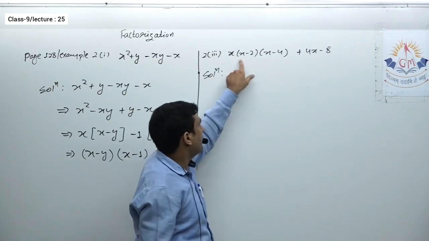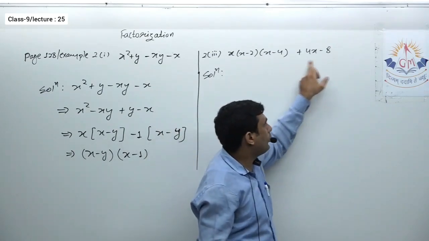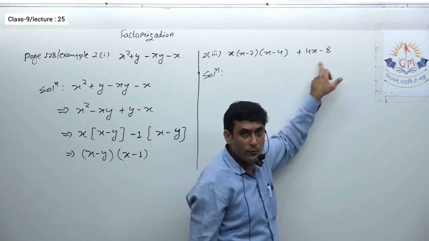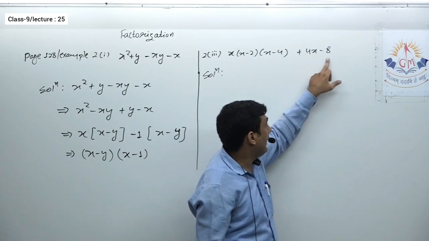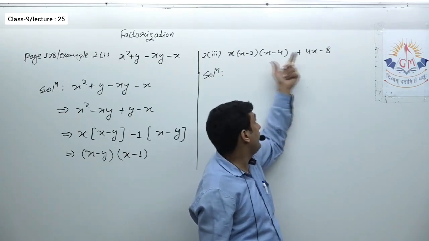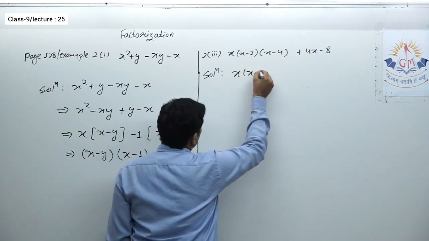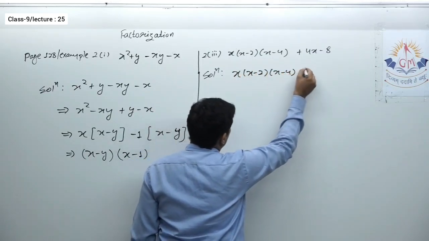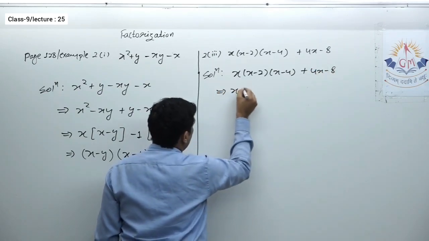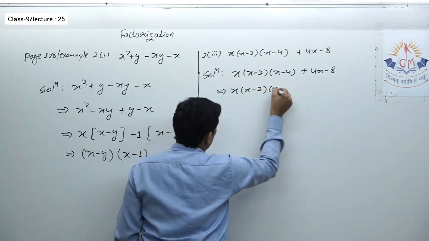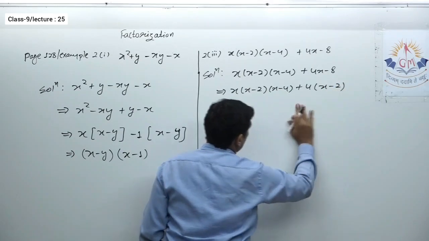Now here I have x, here I have x minus 2, here I have x minus 4. If I take 4 common from these two, because it is possible, what will I get? x minus 2, and then x minus 2 will be common in this and this. Let us see how to solve. This is x, x minus 2, x minus 4 plus 4x minus 8. So here I can write x, x minus 2, x minus 4. From these I can take 4 common, so x minus 2.